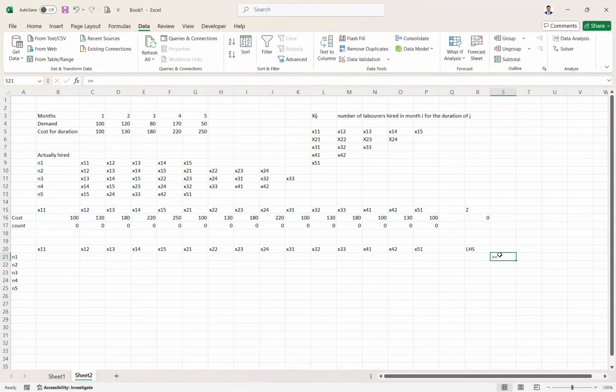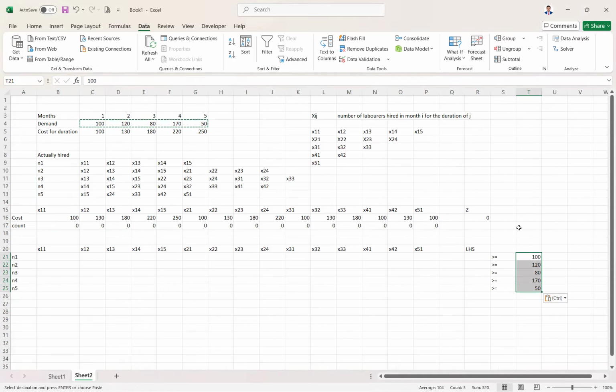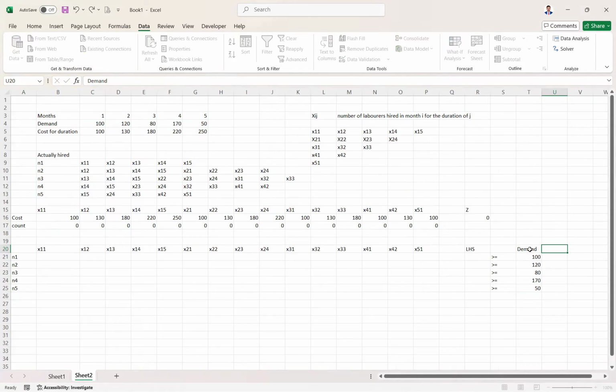Why greater than or equal to? The demand has to be met, and the number of employees can be more in a particular month. There can be more laborers than the demand which is required. That is why we have taken them. Then copy this, right click here, and select this button. It will transpose the values from a row. You have got them into a column. This is your demand, this is your symbol, and this is the coefficient for the equation.